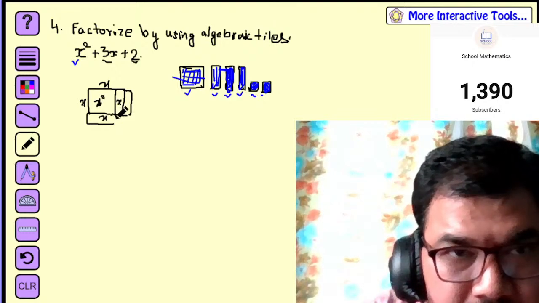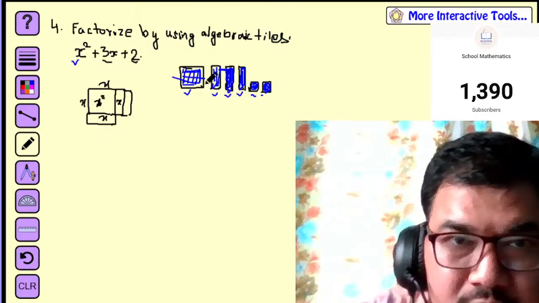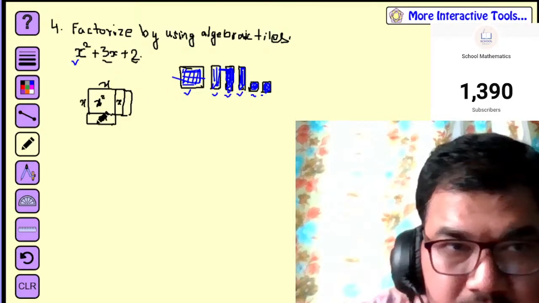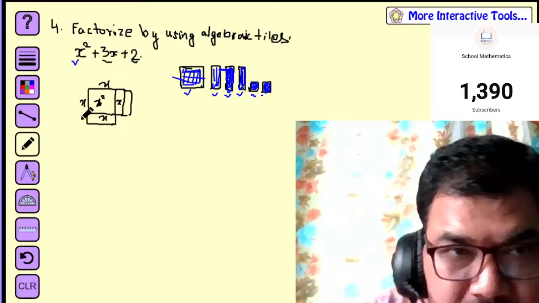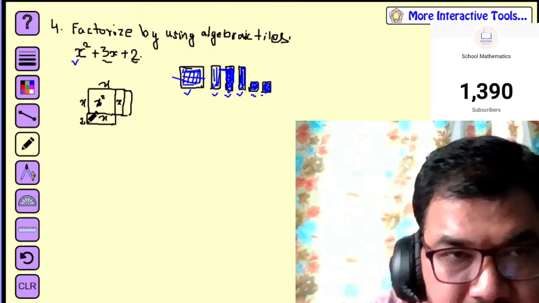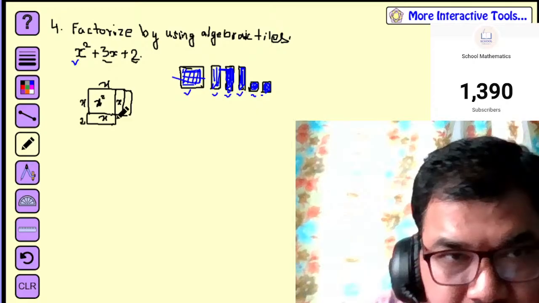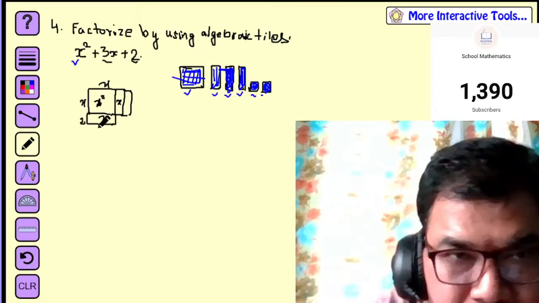Here is another rectangular tile here. Altogether, how many are there? One, two, three. Right? This side, what is this one? This is one, because this length is x and this length is one. Okay, this is rectangular tile one. This length is x, breadth is one.